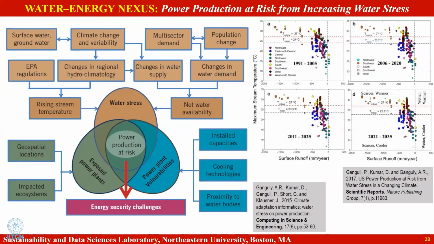In addition to ecology and going from ecology to crops, we have looked at the water energy nexus. So if you think about power production at risk, what happens both because of changes in water availability and because of rising stream temperatures. And if we get to a situation where we have warmer water temperatures and less water, that's when power production may be at risk. And remember, when you think about power, it's not just hydropower. Almost all power plants use a significant amount of water, most of it for cooling.